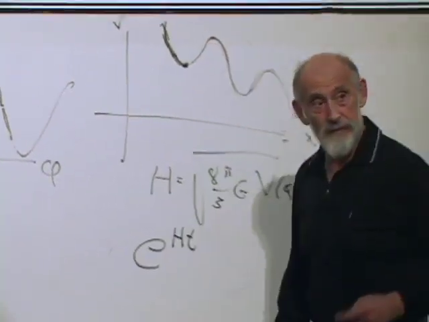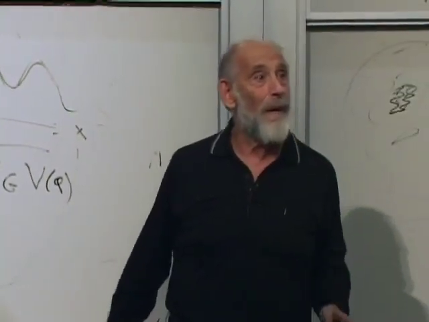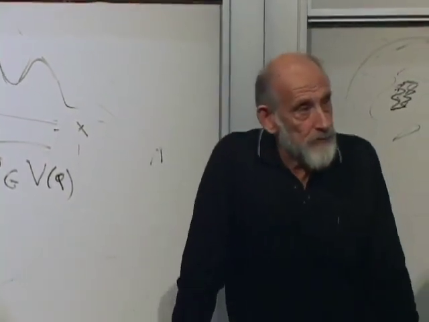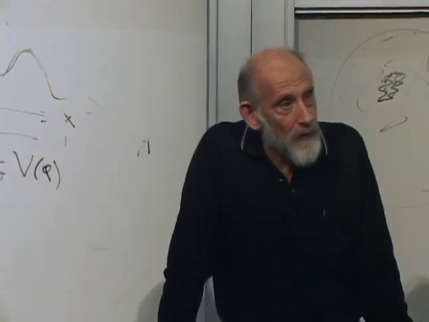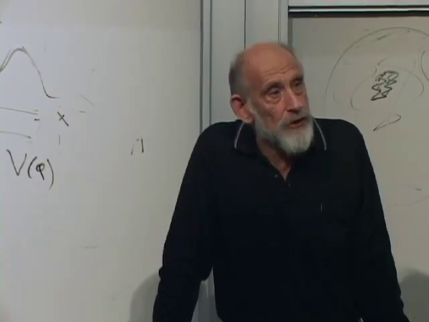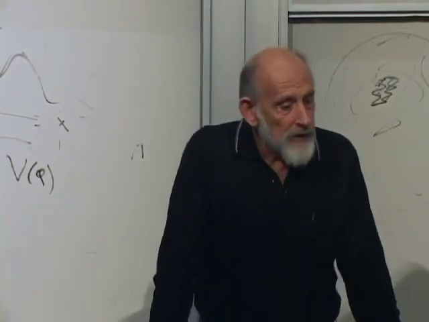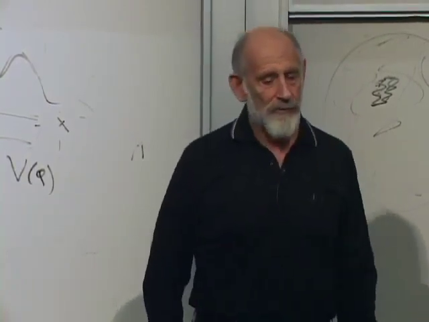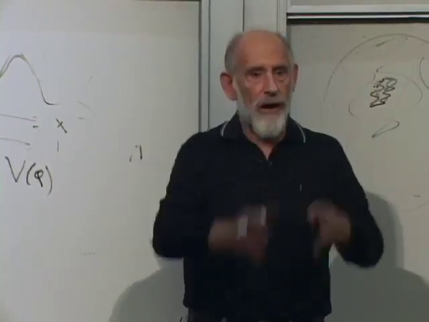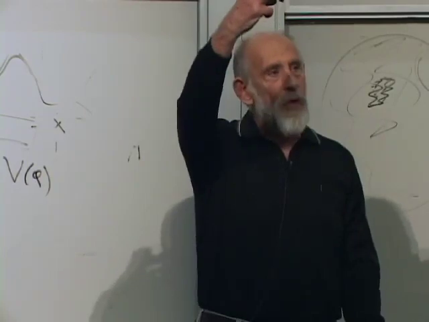What's causing phi to move? It's the slope of the potential. The slope of the potential is causing it to slowly drift down that hill, roughly as if you had a weak gravitational field.